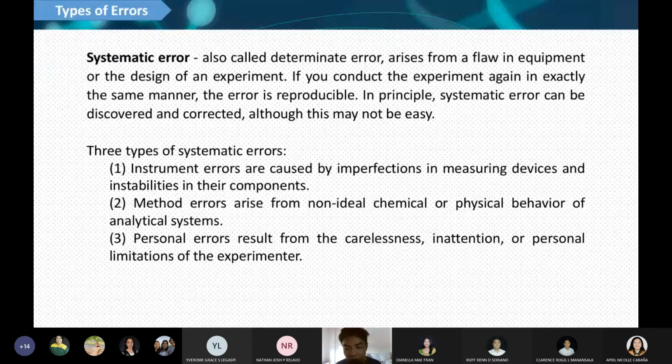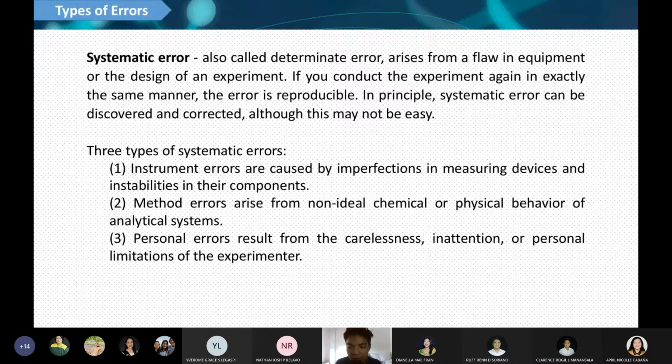Systematic errors are called determinate errors. Why? Because you can determine them. Okay? And there are three types of errors that could lead to systematic errors. So one of which is the instrument error.